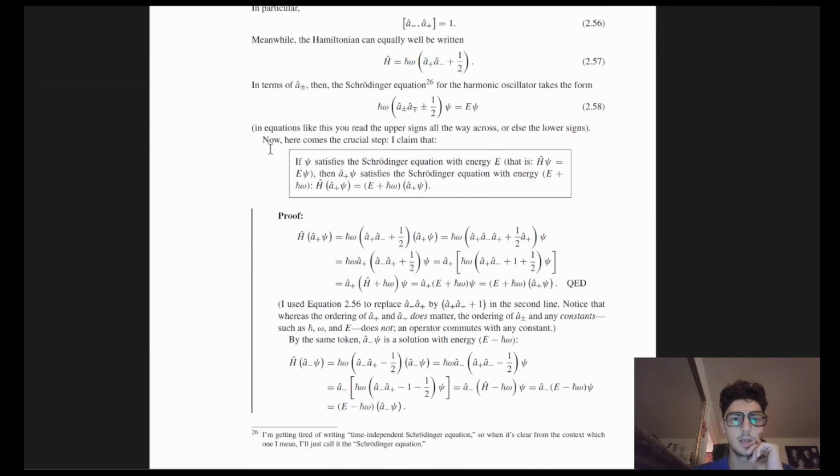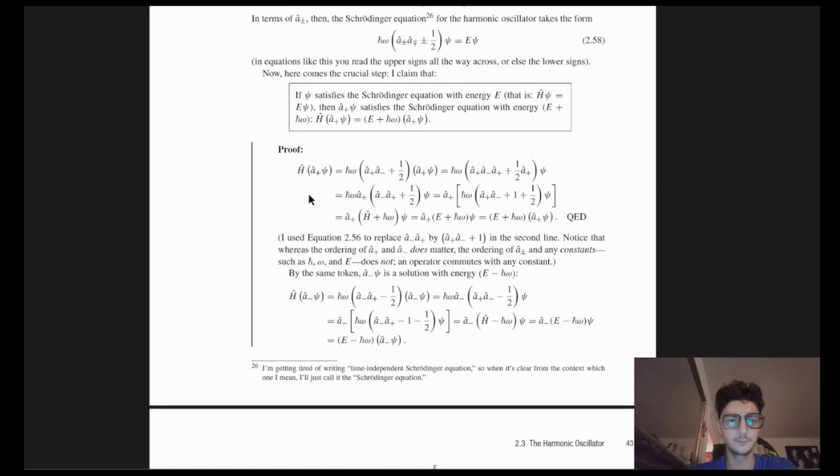Hope that makes sense. Now here comes the crucial step. I claim that if psi satisfies the Schrodinger equation with energy E, that is H acting on psi equals E psi, then A plus acting on psi satisfies the Schrodinger equation with energy E plus H omega. Therefore, H acting on A plus acting on psi is equal to E plus H omega times A plus acting on psi. Proof. Here's the proof.